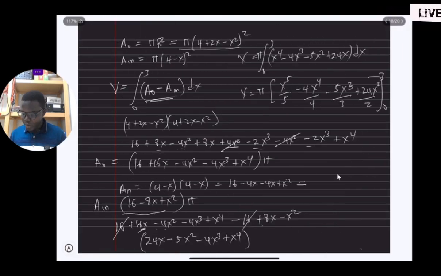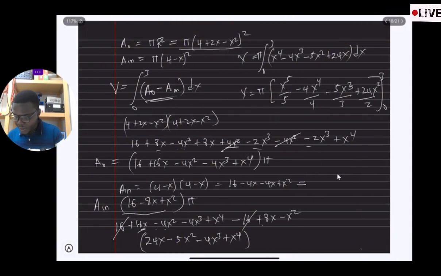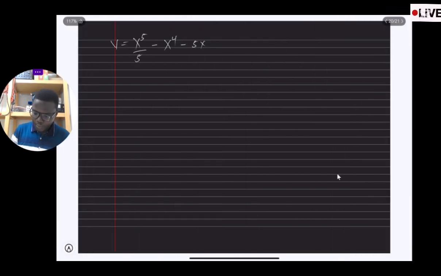In this case, we can simplify things. So now we are going to get V equal to x to the power 5 over 5, and then minus, it's x to the power 4 over 4, so we get x to the power 4 here. The next one is going to give us minus 5x to the power 3 over 3, and then plus 24 divided by 2 gives us 12x to the power 2, right? So this is what we have, all multiplied by pi.